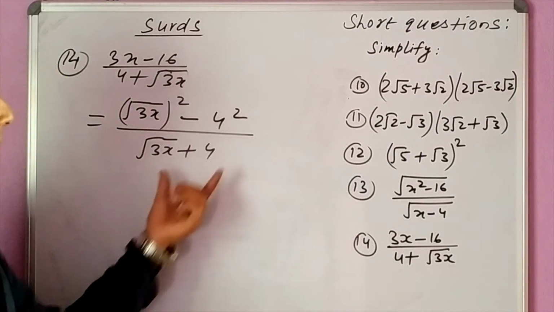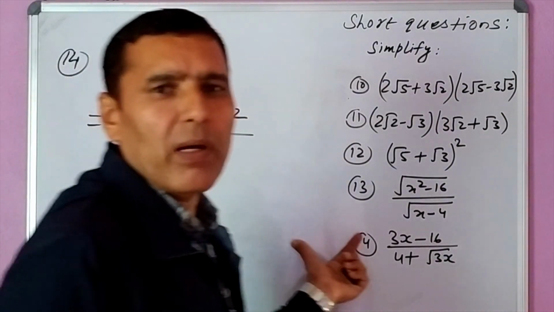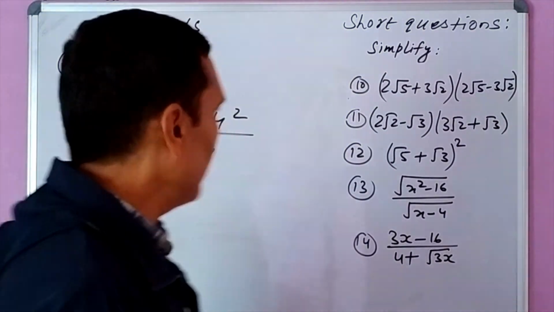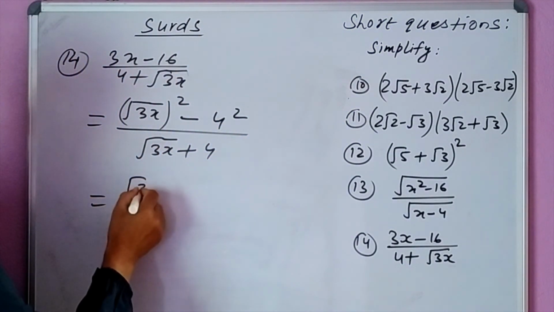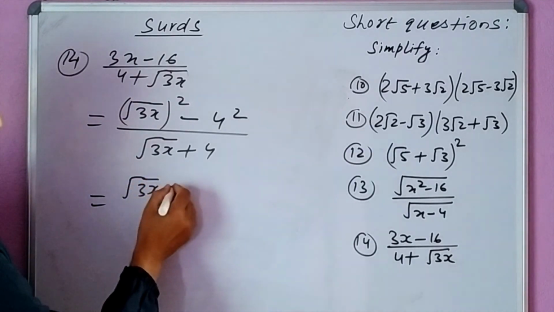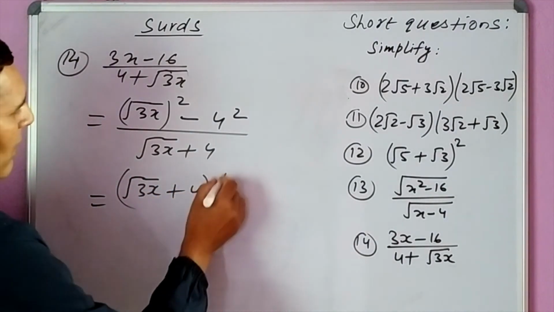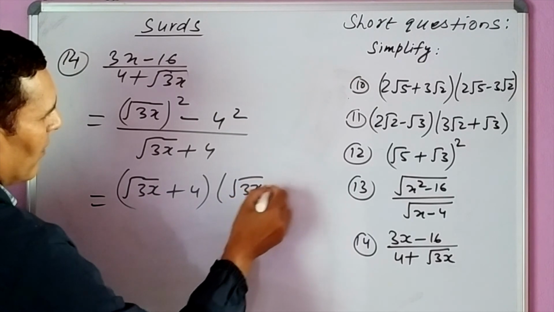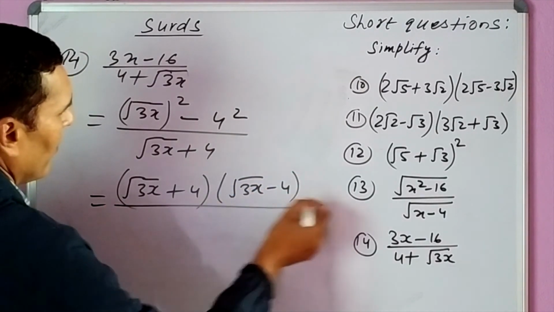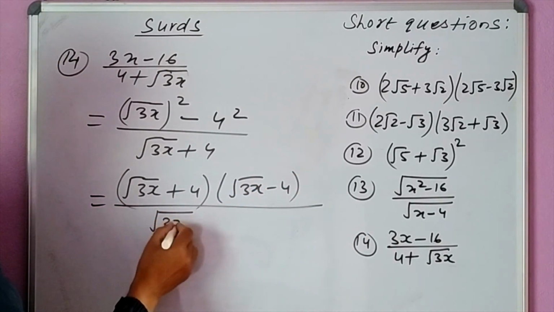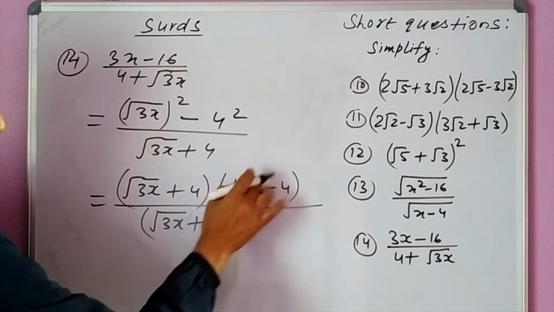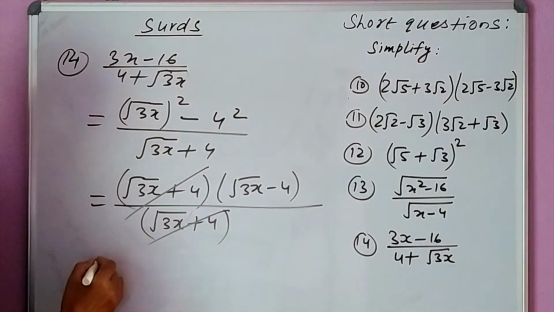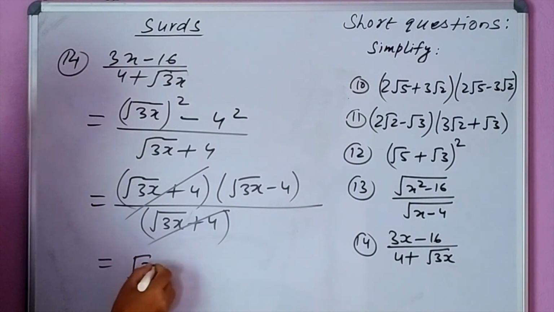Now you can see the numerator is in the form of a square minus b square. You can use the formula (a plus b) times (a minus b), that is under root 3x plus 4 times under root 3x minus 4, upon under root 3x plus 4. So this and this cancel, so what will be remaining there? Under root 3x minus 4.